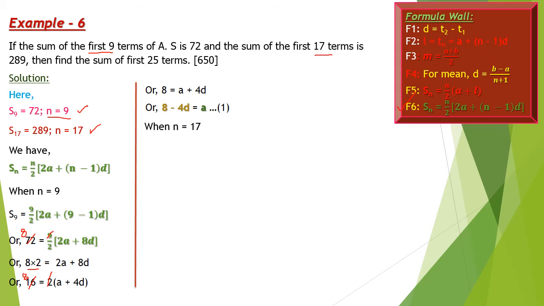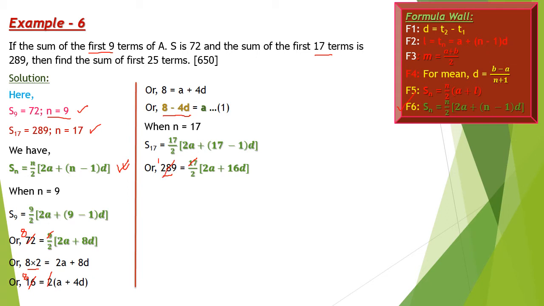Now when n equal to 17, now here the time will come where we have to substitute the value of a as 8 minus 4d. So let's wait for it. For now, n equal to 17, we have to replace the value of n as 17 in this formula. S17 is 289, equal to 17 by 2 bracket 2a plus (17 minus 1)d, that is 16d. Now we can take common also, or we can cancel in this way also.